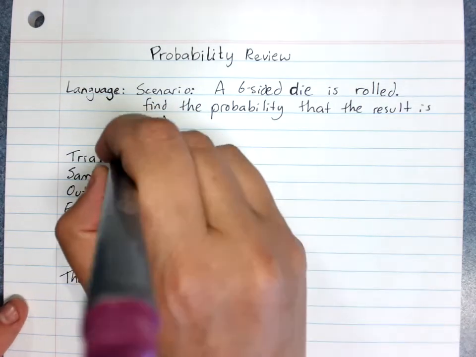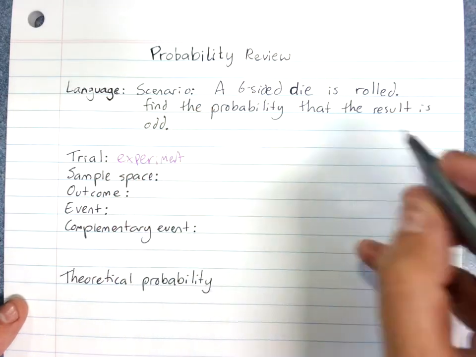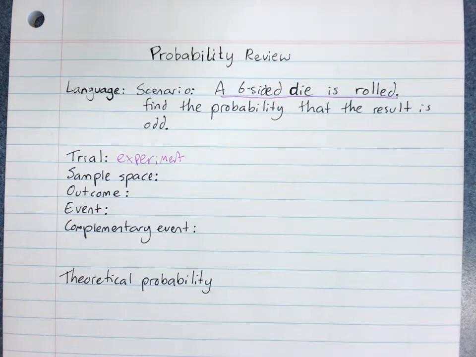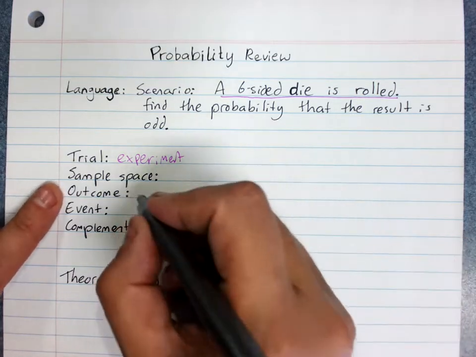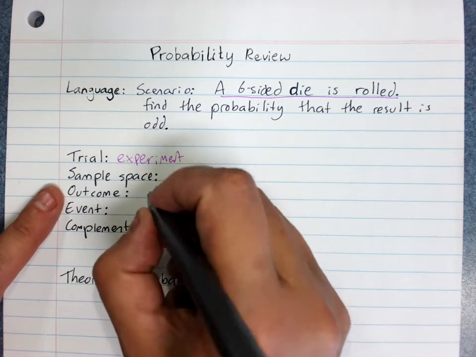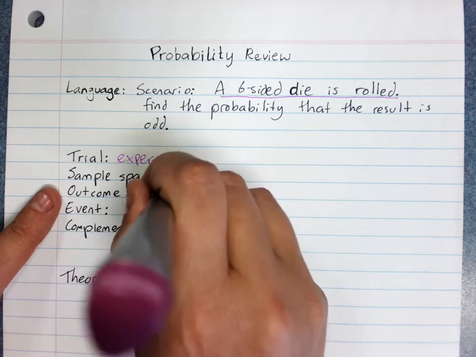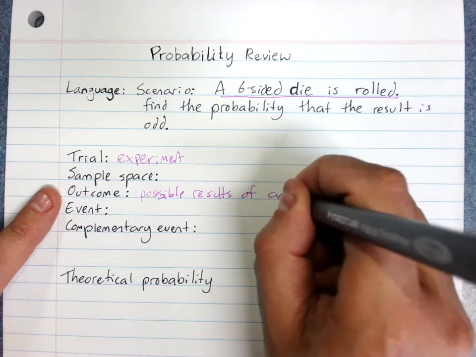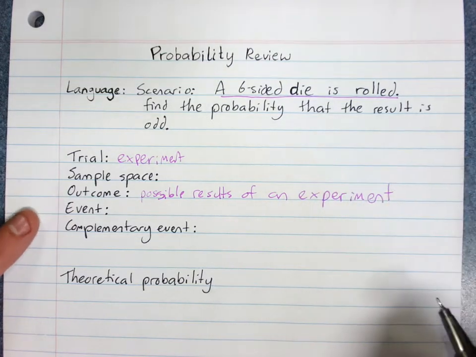So the trial is a single experiment. So in this case, the trial is a 6-sided die is rolled. The sample space is the list of outcomes from the experiment. The outcomes, of course, are the possible results of an experiment. Sorry about my dodgy writing, I'll fix that.